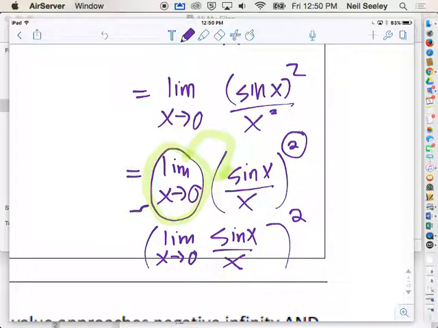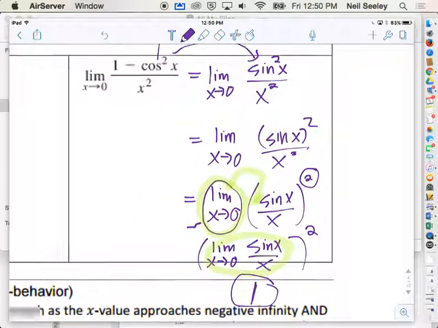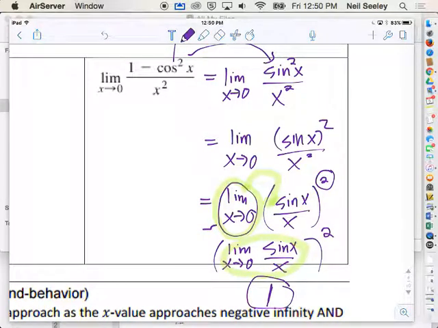Now this is the one we know. Sine of x over x, limit as x goes to 0, is totally 1. That means we win. 1 squared is 1. That limit is 1. But that's the cool algebra. Limit goes where it's needed. The rest is just algebra rules.